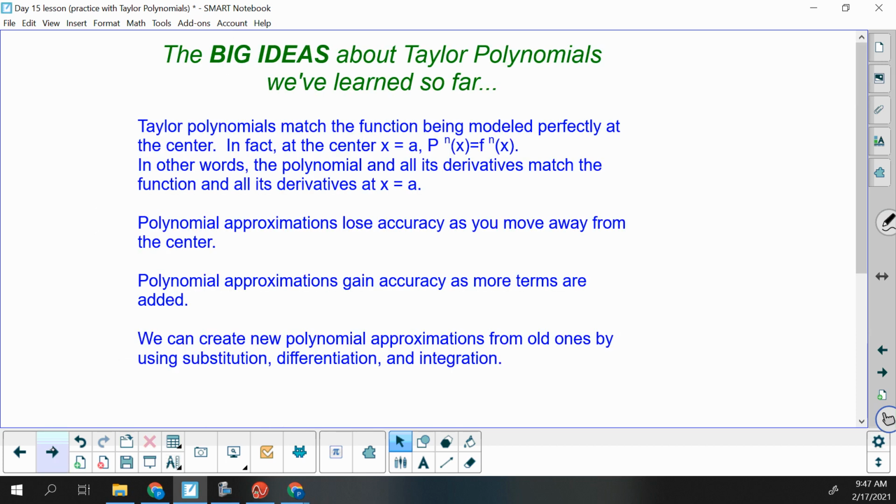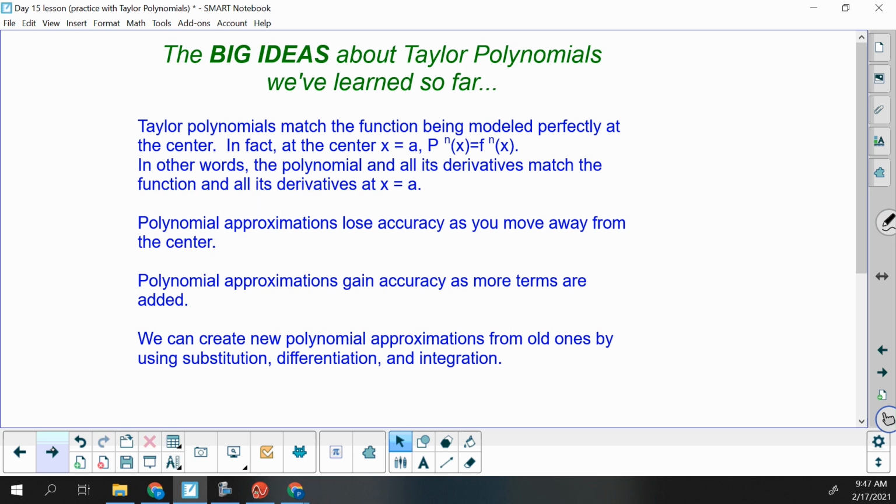So we're going to be in our notes packet, the day 15 lesson. So we've been saying these things a bunch, but it's good to just remind them because they're key ideas with Taylor polynomials. The Taylor polynomial matches the original function at its center. Same idea with all the derivatives. The derivatives of the Taylor polynomials match the derivatives of the original function at the center exactly. As you move away from the center, you lose accuracy.